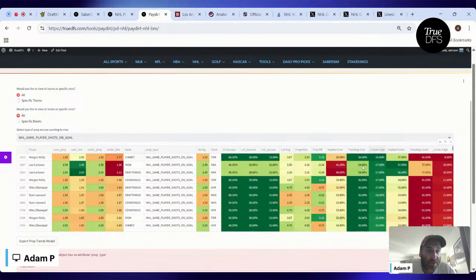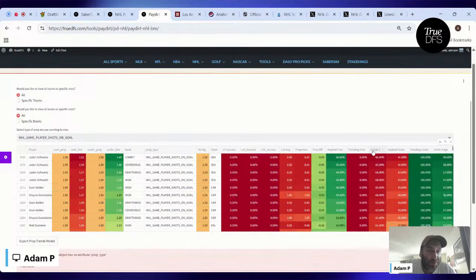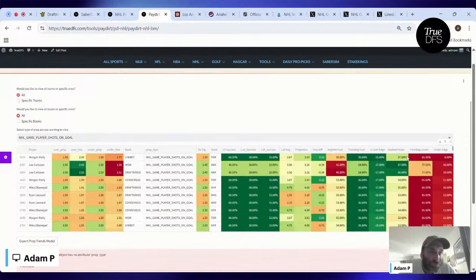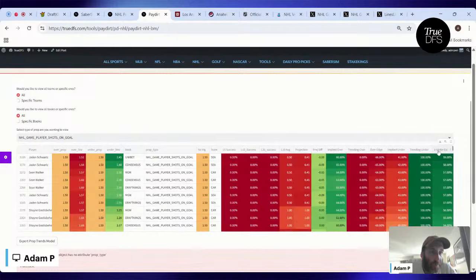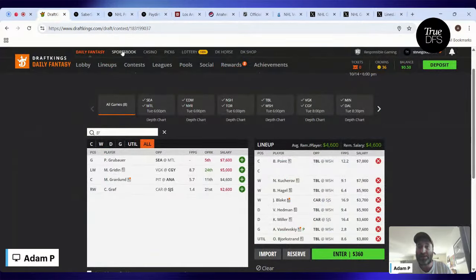Let's just see what the biggest edges are. Overs. Unders. Yeah, makes sense that the edges would be on the unders if people aren't playing them enough. Jaden Schwartz, Seattle. He's got a shot on goal prop of 1.5. You get the under at plus, is that plus 145? Unibet, I can't access Unibet in Illinois.